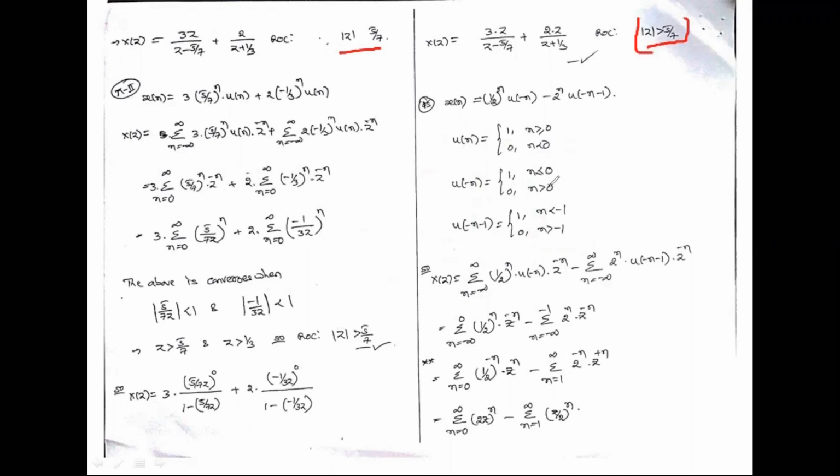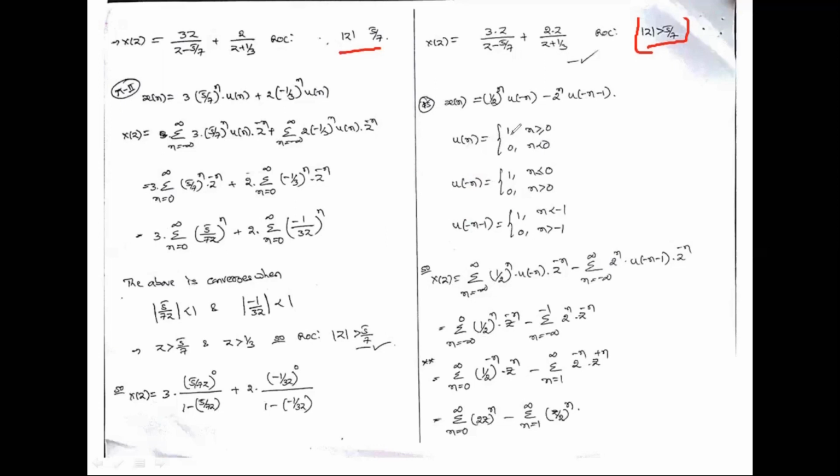And similarly, next example: (1/2)^n u(-n). Don't confuse, my dear students, it is u(-n), this one. And minus (-2)^n u(-n-1), minus n minus 1. Again, this is a mistake we made.